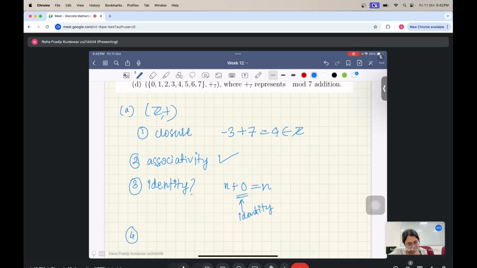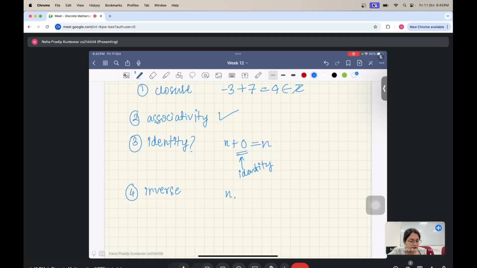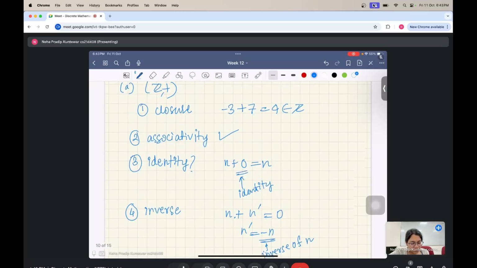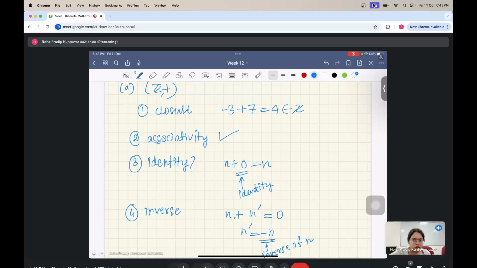And the fourth thing that we have is what is called the inverse. That is, if you give me a number n, can I add it to another n prime so that I get 0, which is the identity? And we know that if you take n prime to be minus n, then this is the inverse of n, and it is also an integer. So it does satisfy closure, associativity, identity, and inverse. It satisfies all the four properties, therefore it's a group.